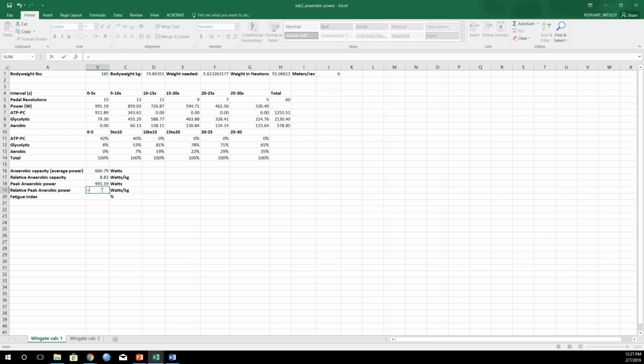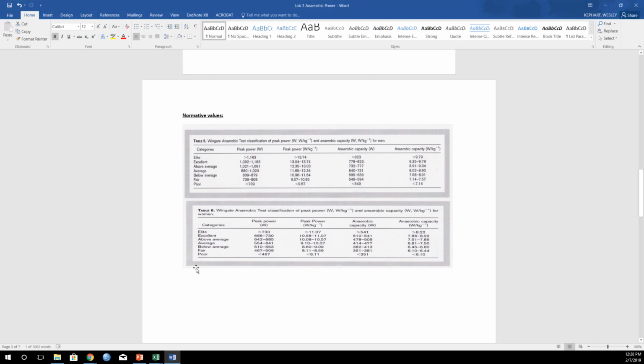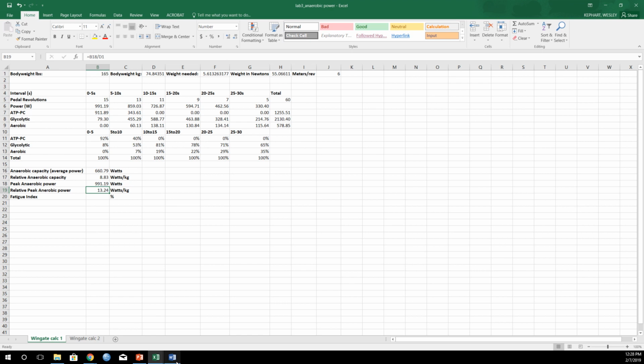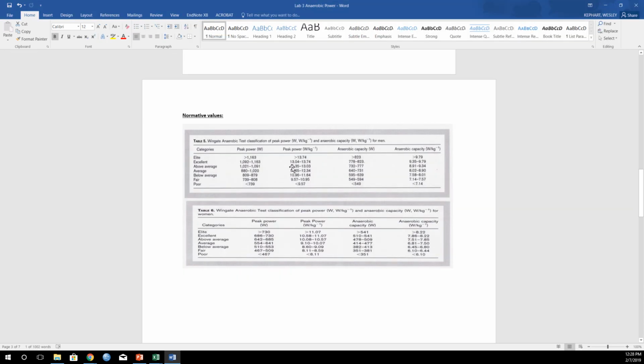And with this, we have to divide it by weight in kilograms. So divide, click on that weight in kilograms, right there. Good stuff. So there we go with that. All right, 13.24 watts per kg. Let's look at where that is. Gosh, I can't hold that in my head for a second. 13.24. Sorry, yeah, I'm getting tired. Here, excellent. 13.24. That's where that is.